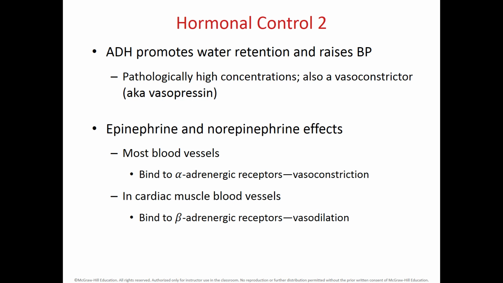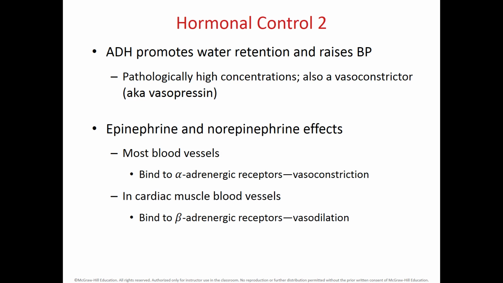Another hormone that controls the blood pressure is ADH, or antidiuretic hormone. This ADH will increase blood volume and blood pressure because it helps to absorb sodium and water within the kidneys. Now, when you have a high concentration of ADH, you will have a response known as vasoconstriction. This is why this hormone is also known as vasopressin.